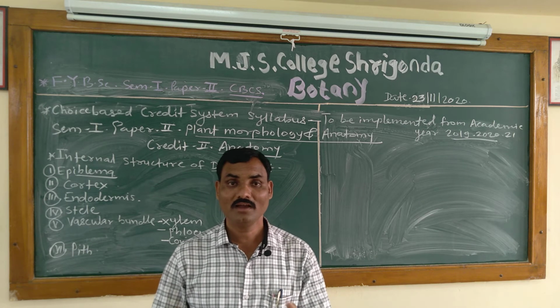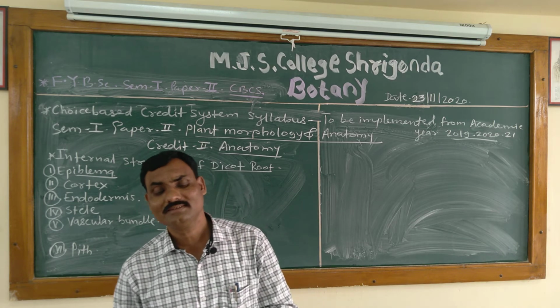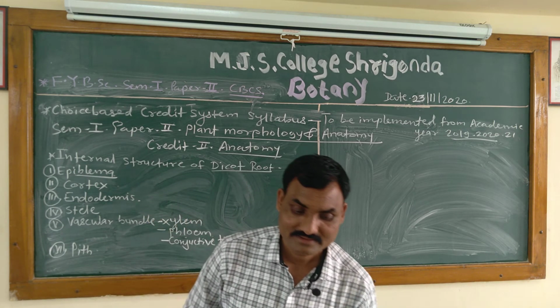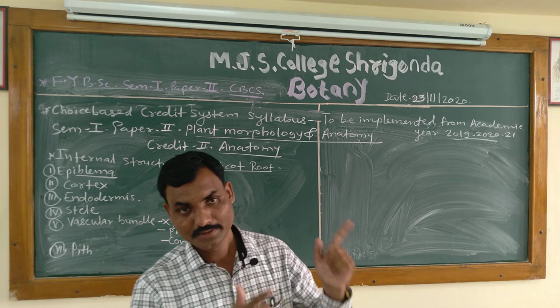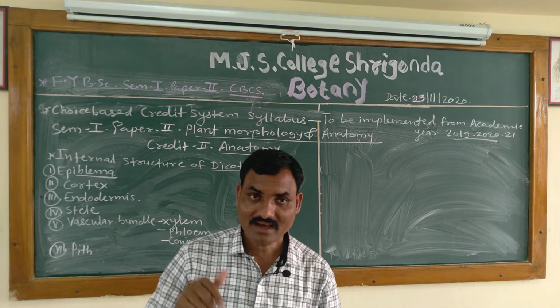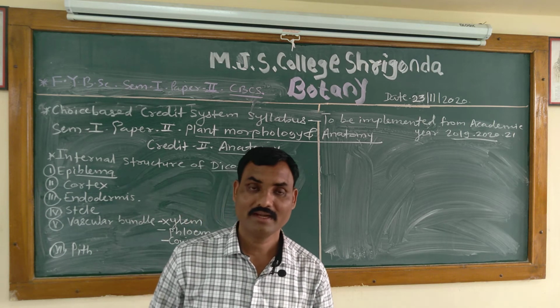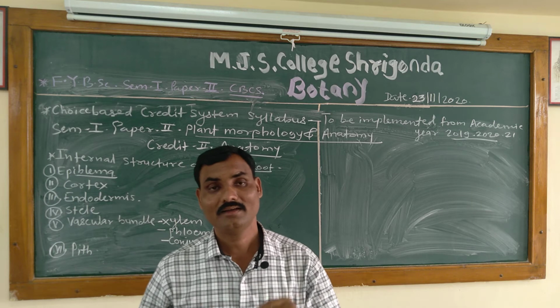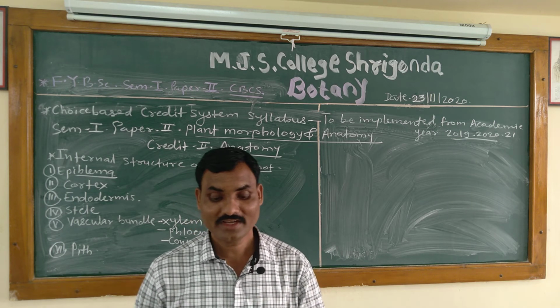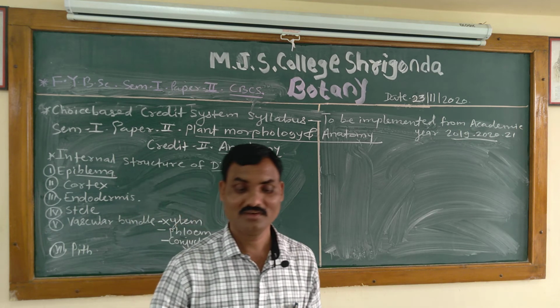Then what about xylem? It is with metaxylem vessels toward the center and protoxylem toward the periphery. So, xylem is exarch in nature. Xylem fibers and xylem parenchyma are absent. Few tracheids are found present around the vessels.